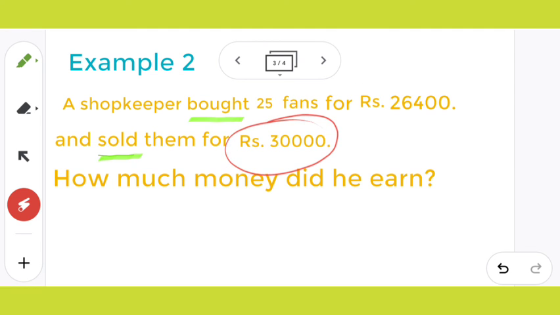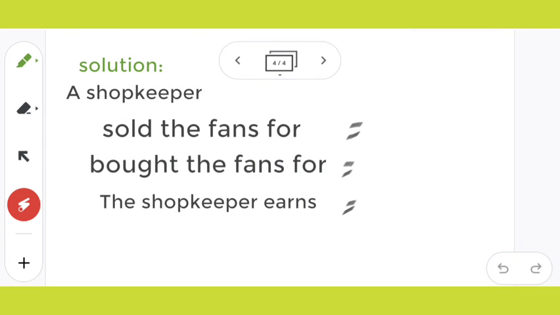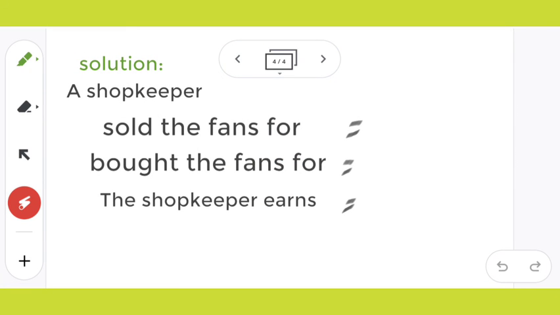So here 30,000 is the sold price, how much he sold it for, and 26,400 is the price he bought it for. So you will write the selling price first, then the price he bought it for. I have written here the bought price. Sold price I am writing first, then the bought price. I have written the statement and the equal sign in order.